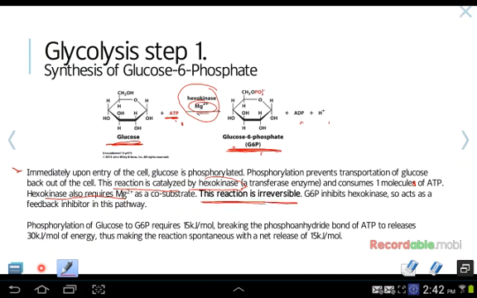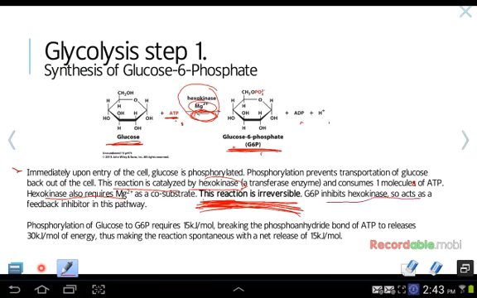This reaction is irreversible, basically irreversible. There are some cases where we can reverse this reaction, however, it is very rare. And we'll see in gluconeogenesis what needs to occur for this to happen. However, for all purposes for glycolysis, this reaction is irreversible.